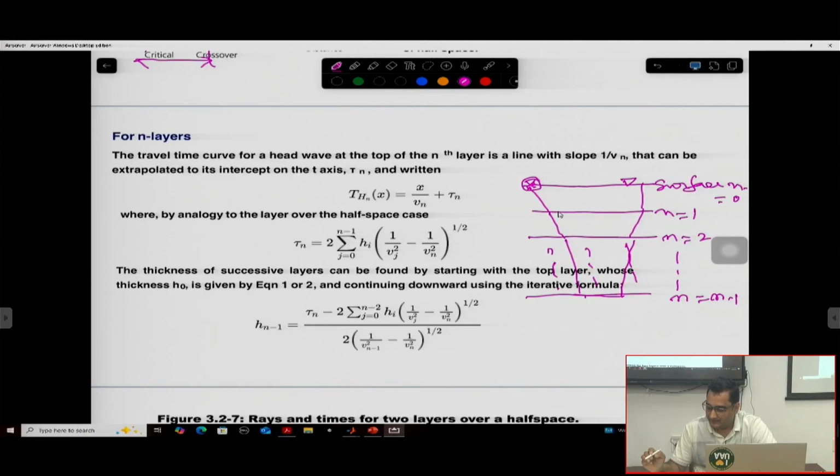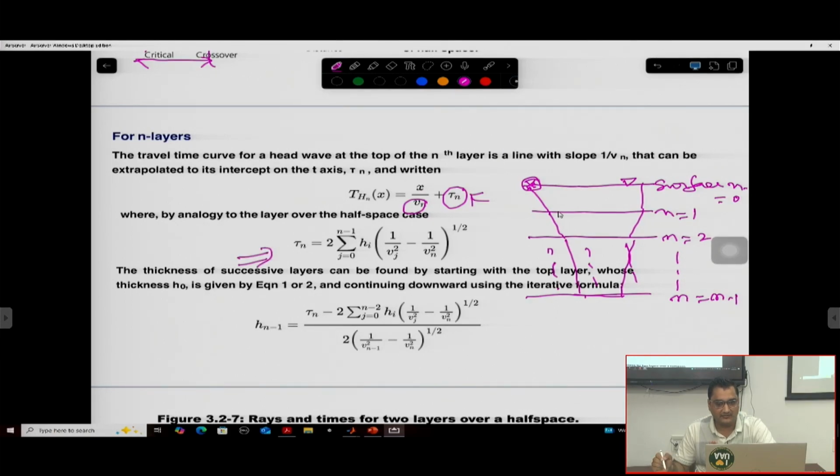Now if you want to write the formula for the travel time for the head wave at the top of the nth layer, then you can extrapolate the previous formula. The previous formula says that it should be equal to x upon v1 plus some amount of intercept time. So for the nth layer it will be t_hn equals x upon vn, that is the last layer velocity, plus tau n, that is the intercept time.